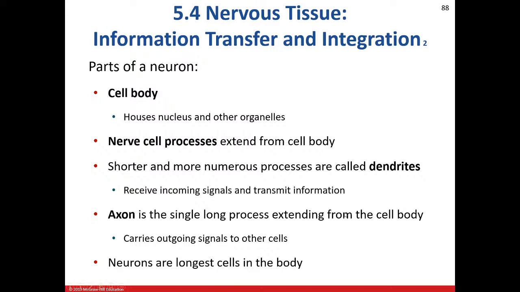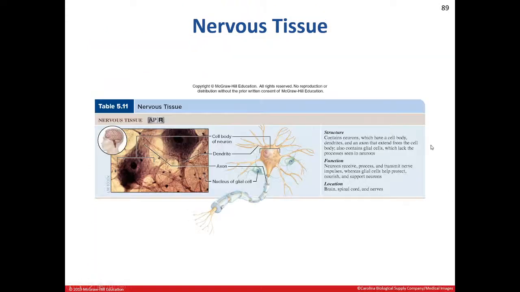cells. And neurons can be the longest cells in the body. That is, the longest cells in the body are going to be neurons. Not all of them are long, but the longest cells in the body will be neurons. It's a better way to phrase that.